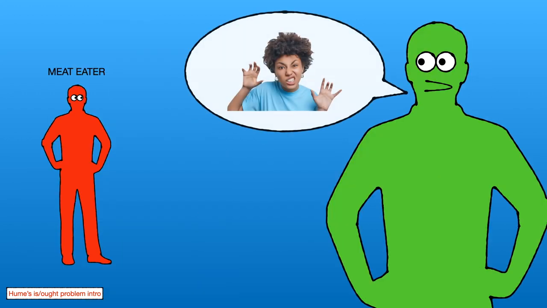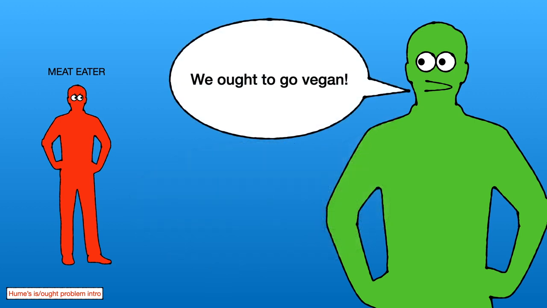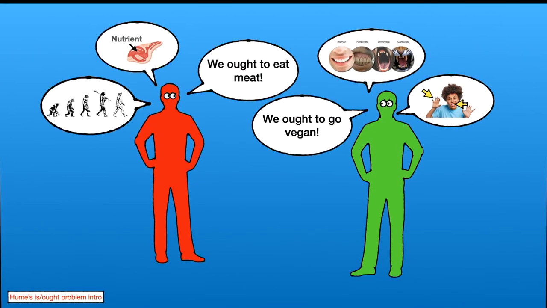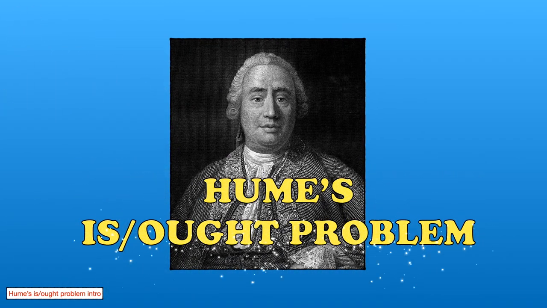No. It's a fact that we do not have the necessary teeth or claws, unlike carnivores, to consume meat naturally. We have flat teeth with no real canines, and we don't need to eat meat to survive. We ought to go vegan. Which person argues correctly? David Hume says they're both wrong.